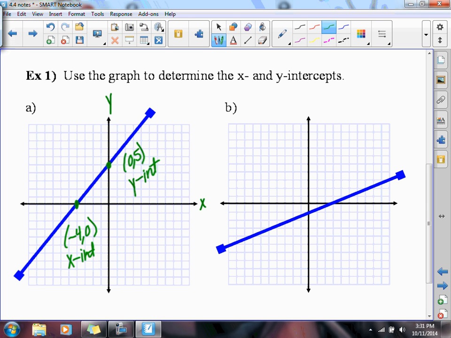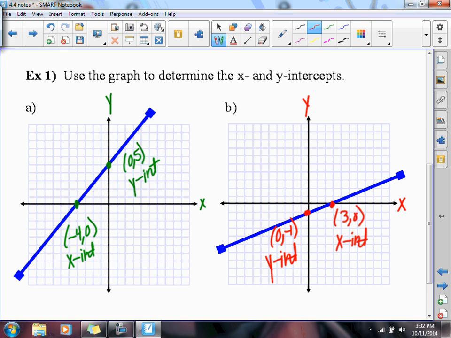So let's try that again for part B. I'm going to look at my x-axis. I want to find where the line crosses the x-axis. I want to find that nice little grid point. And it looks like it's at 3, 0 for my x-intercept. And then for my y-intercept, I'm going to look at my y-axis. I want to find that nice grid point where the graph crosses the y-axis. And it looks like it's at 0, -1. So that will be my y-intercept.